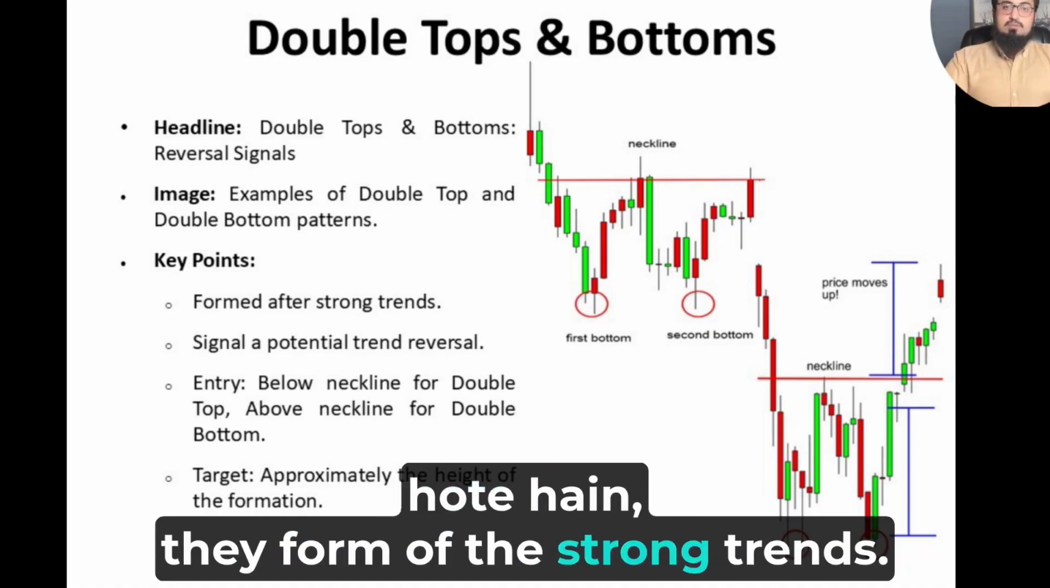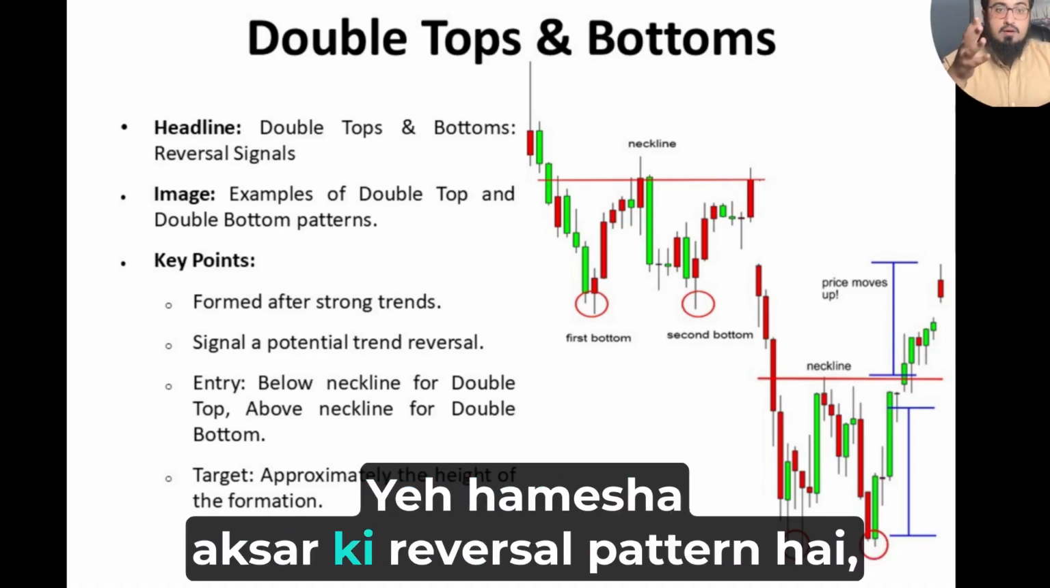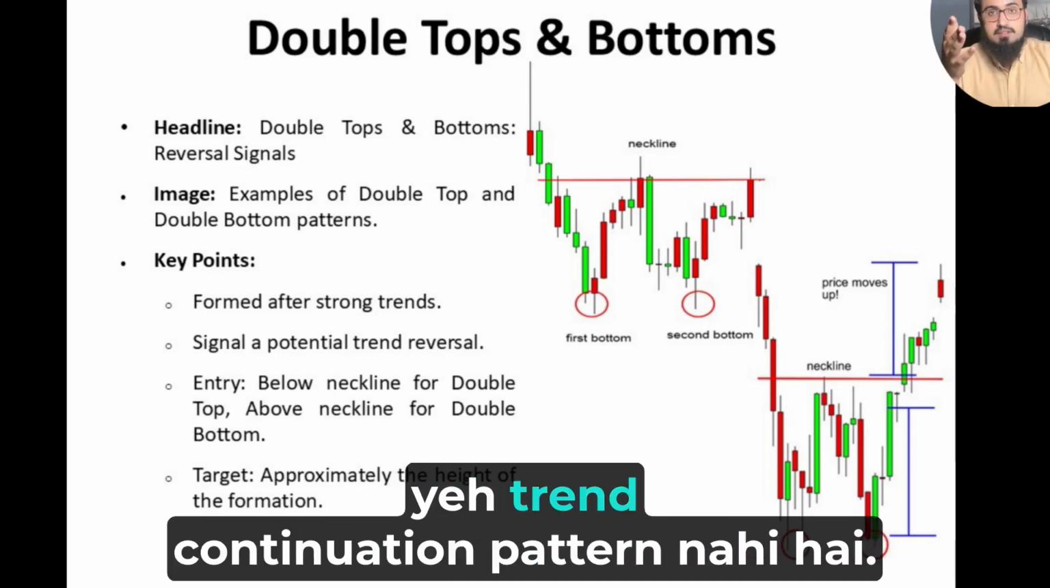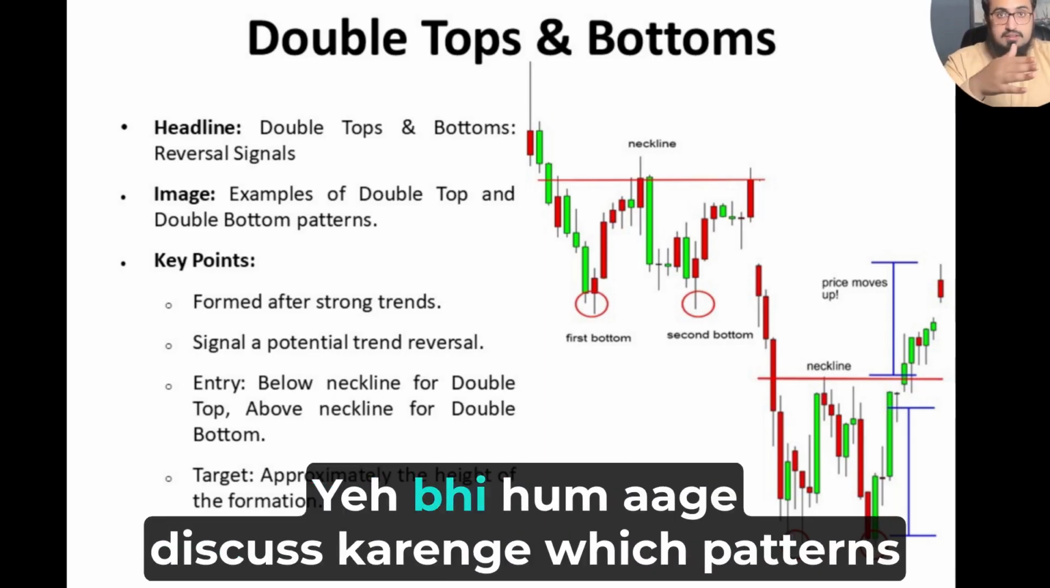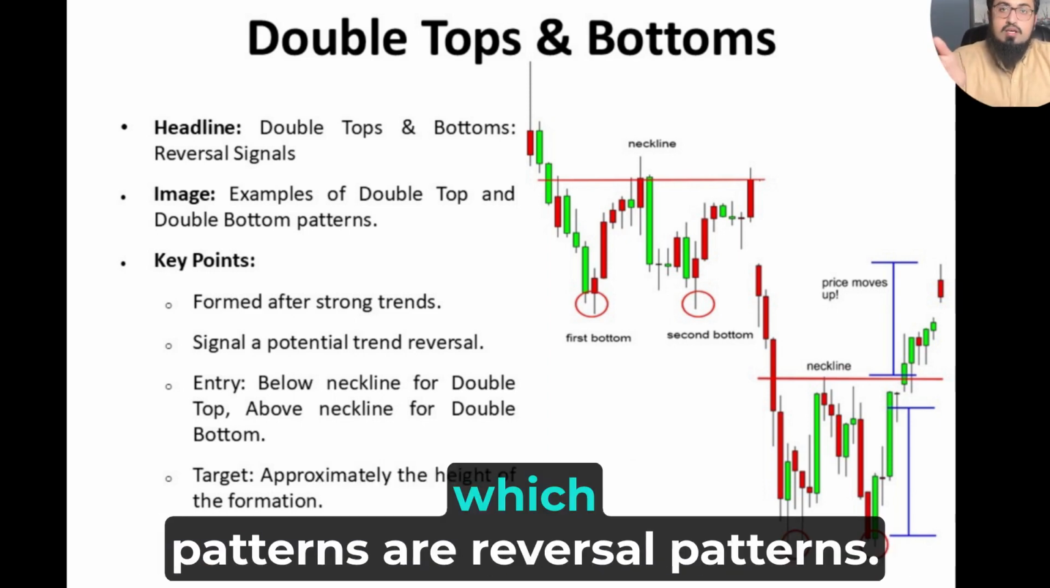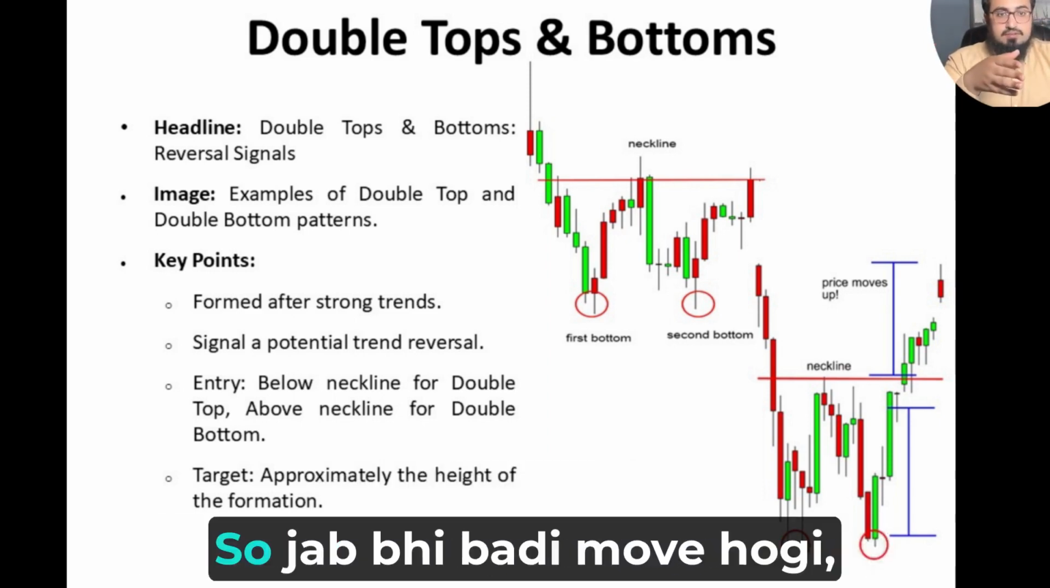So now, double top and double bottom. They are forms of strong trends. This is often a reversal pattern. It is not a trend continuation pattern. We will discuss this further: which patterns are trend continuation patterns and which patterns are reversal patterns.